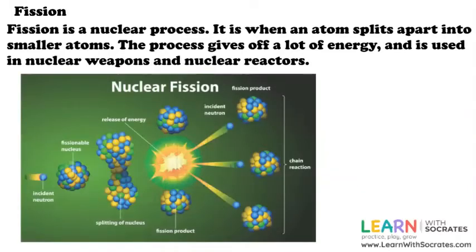Fission. Fission is a nuclear process. It is when an atom splits apart into smaller atoms. The process gives off a lot of energy and is used in nuclear weapons and nuclear reactors.